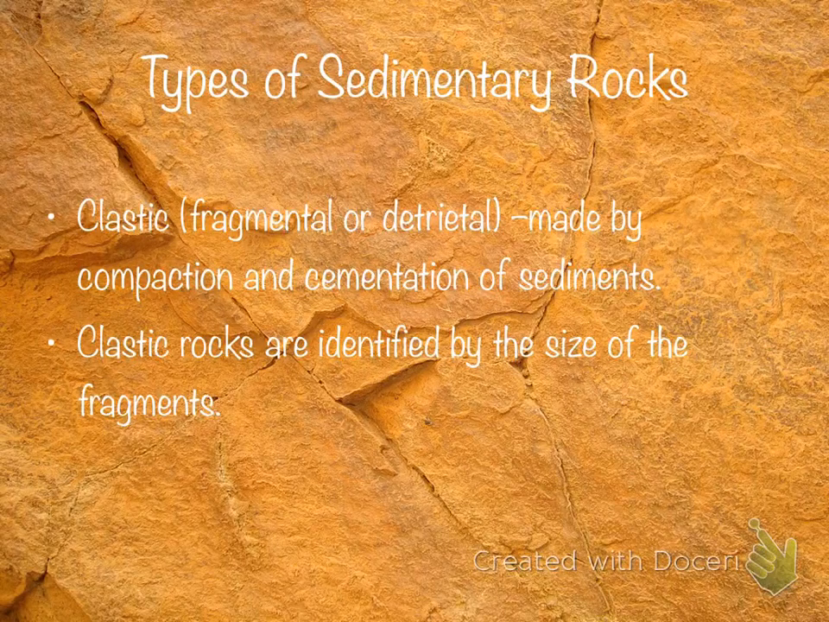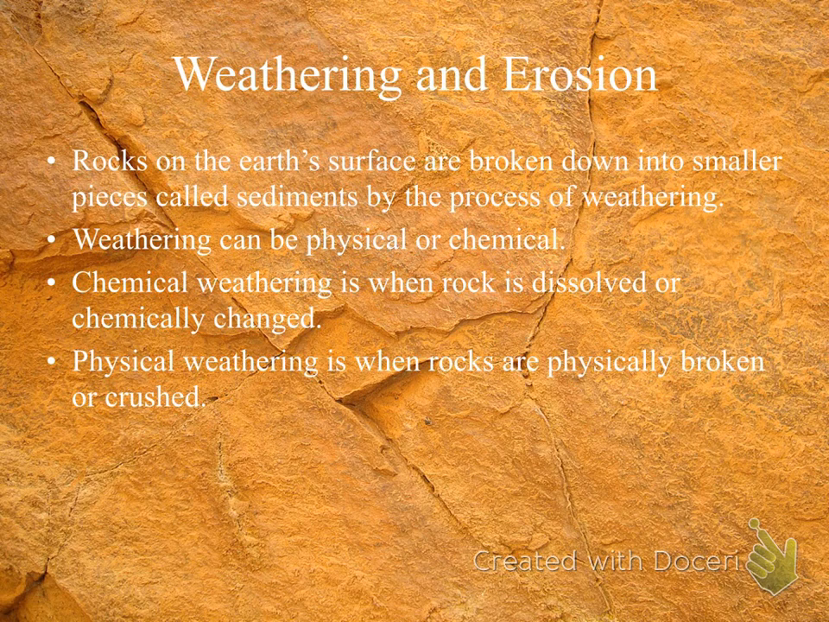There are a couple types of sedimentary rocks. We've got clastic, bioclastic, and crystalline or evaporites. Clastic are made by compaction and cementation of sediments, and they are identified by the size of the fragments. So to get clastic rocks, this is where we're going to start talking about how we get the sediment.